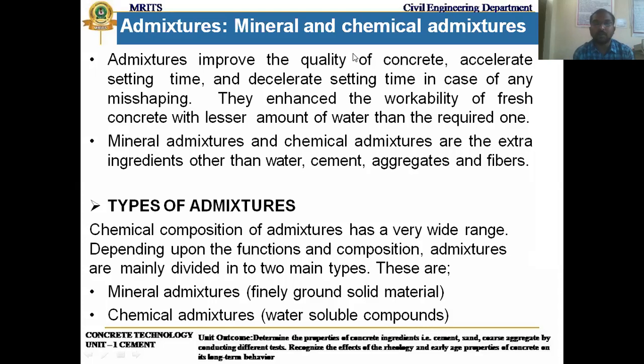So in that way we can use the admixtures, and these admixtures are further classified into two types, that is mineral admixtures and chemical admixtures. Mineral admixtures are finely ground solid materials, whereas chemical admixtures are water soluble compounds. So depending upon their composition, they are classified into these two types.